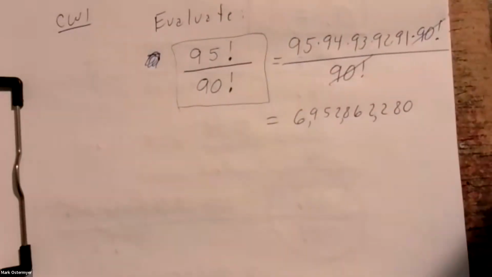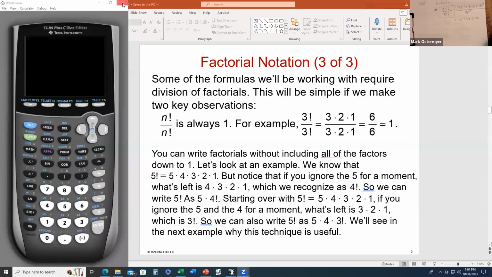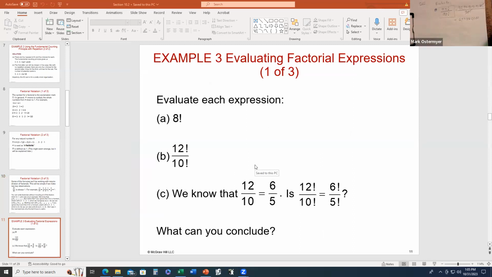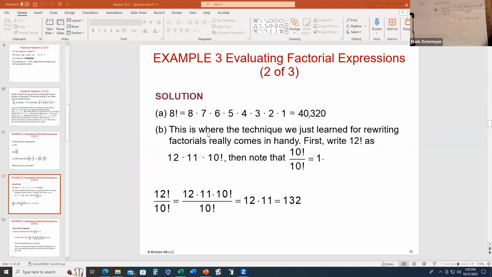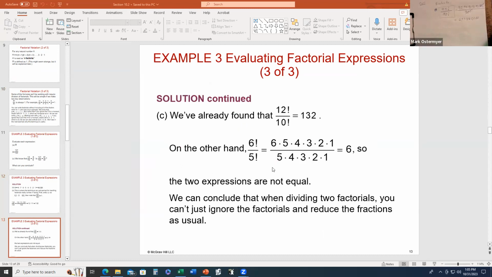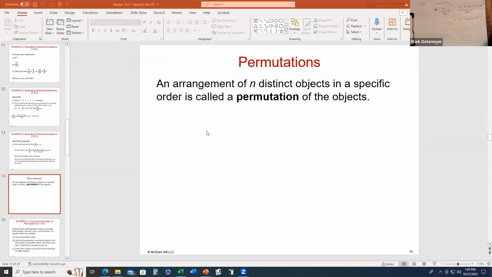All right, let's move on now. This is just more practice here on the PowerPoint. If you want to, take the time to look at that, there's a little bit more practice there with the factorial. All right, now we're going to define for ourselves what a permutation is.